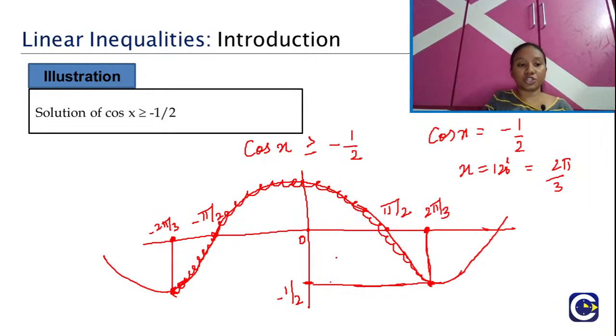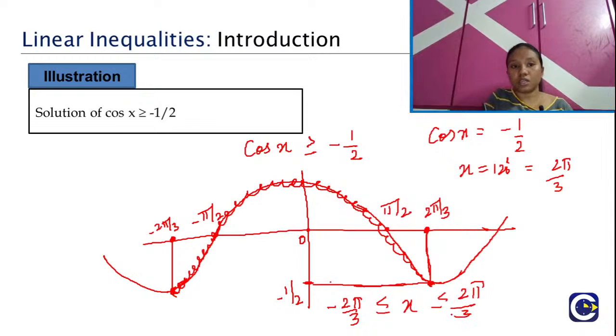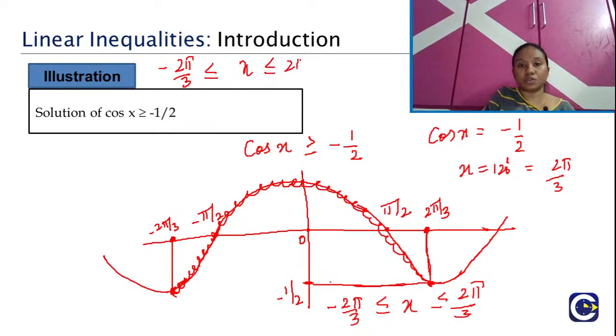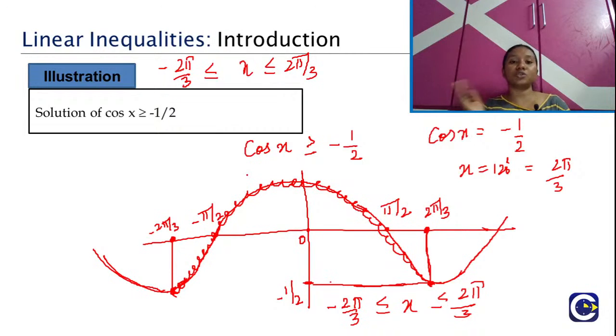So what will be my solution here? So my x will be lying in between minus 2 pi by 3 less than or equal to x less than or equal to 2 pi by 3. So for this inequality, what is the solution? Minus 2 pi by 3 less than or equal to x less than or equal to 2 pi by 3. So it's as simple as that. If in case it is less than or equal to, then this graph, so it will be this part. Right, so it is greater, so that's why we'll be taking this shaded region, which is x lying in between minus 2 pi by 3 to 2 pi by 3.